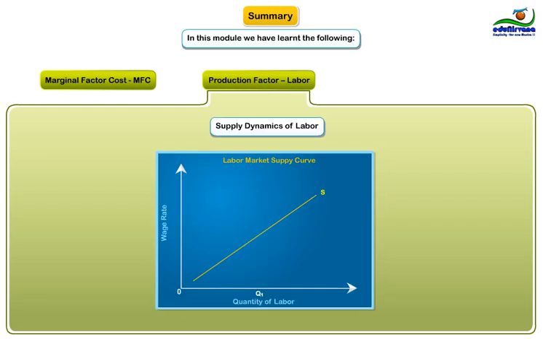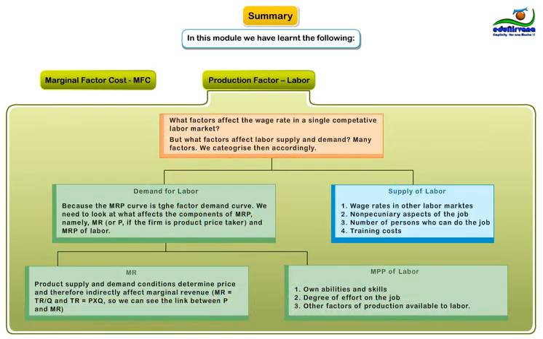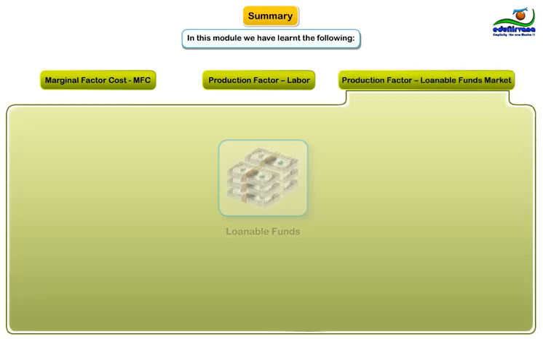Then the supply dynamics of the labor factor were discussed, and it was noted that it is an upward sloping curve. The equilibrium was then elaborated on as follows. Then a step-by-step framework that describes the factors that affect the wage rates was discussed.